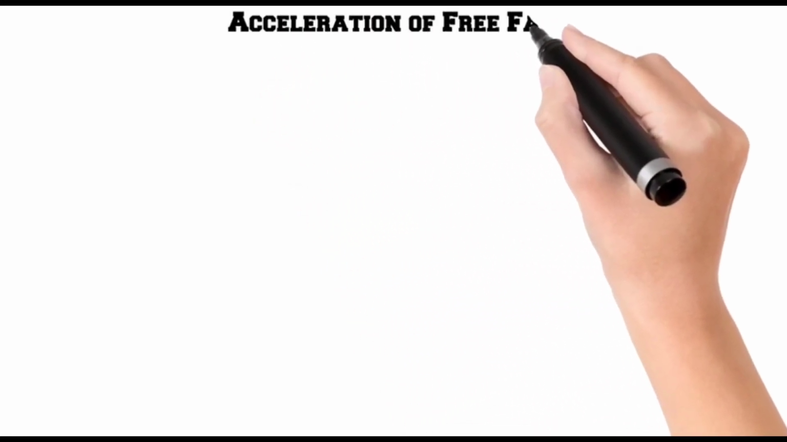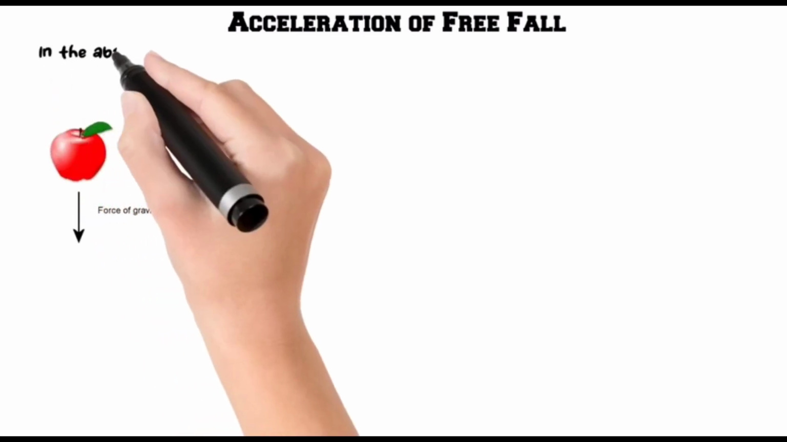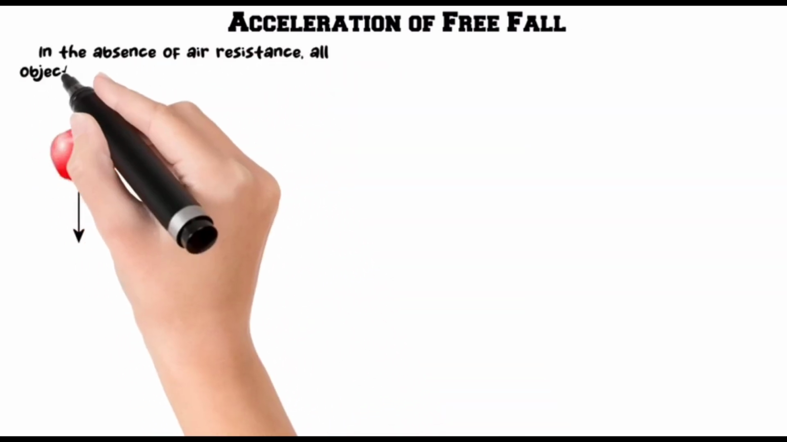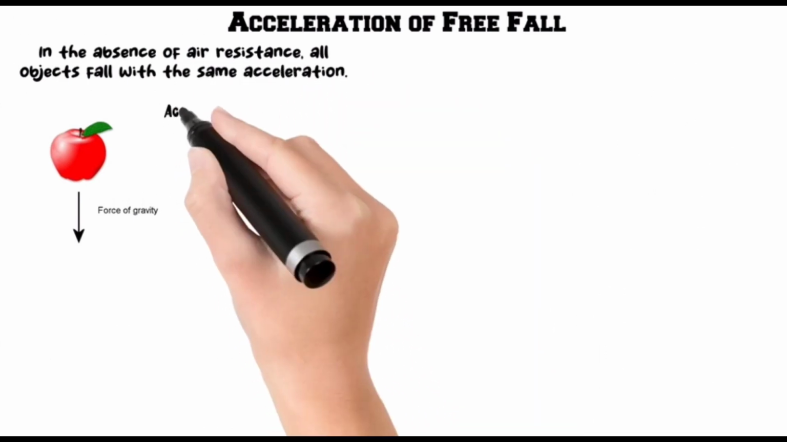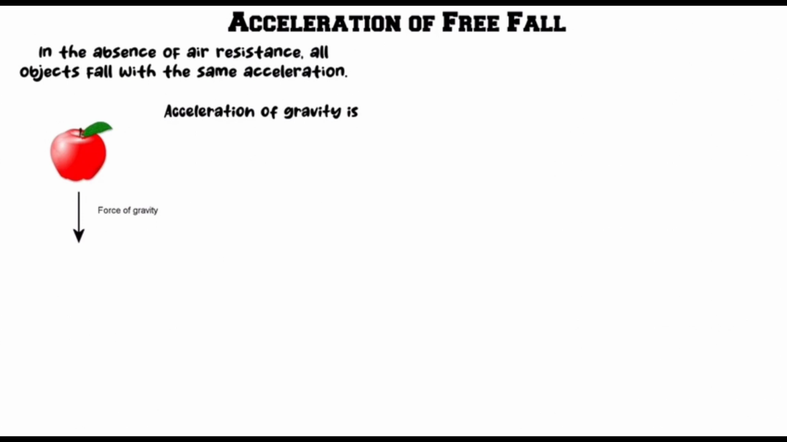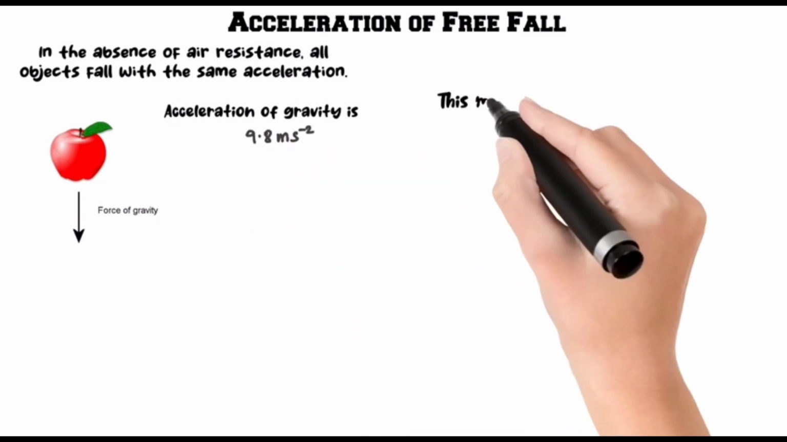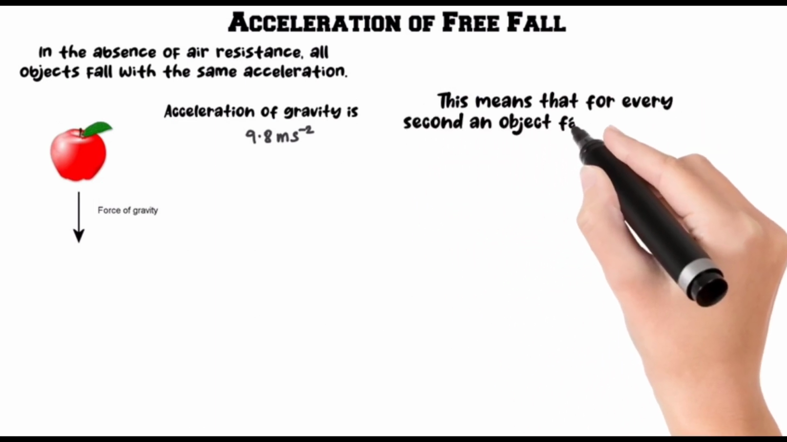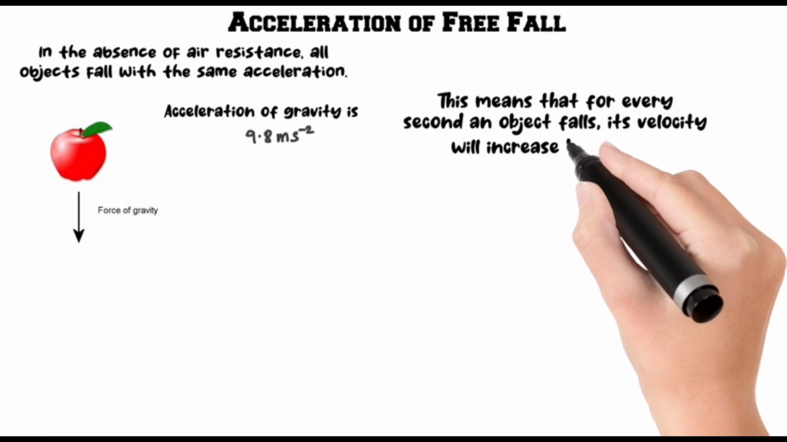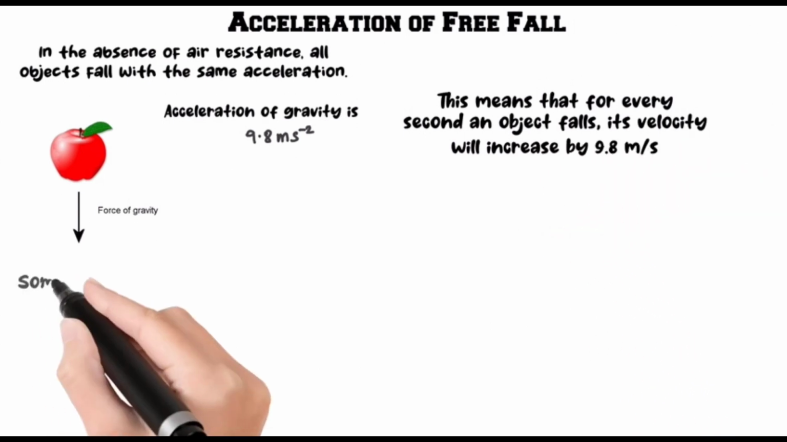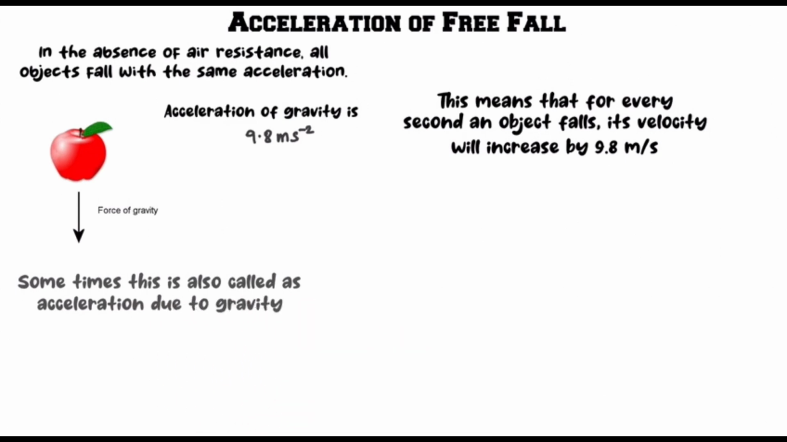Acceleration of free fall. In the absence of air resistance, all objects fall with the same acceleration. Acceleration of gravity is 9.8 meters per second squared. This means that for every second an object falls, its velocity will increase by 9.8 meters per second. Sometimes this is also called acceleration due to gravity.